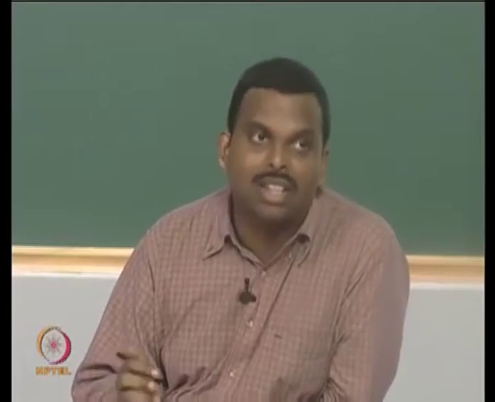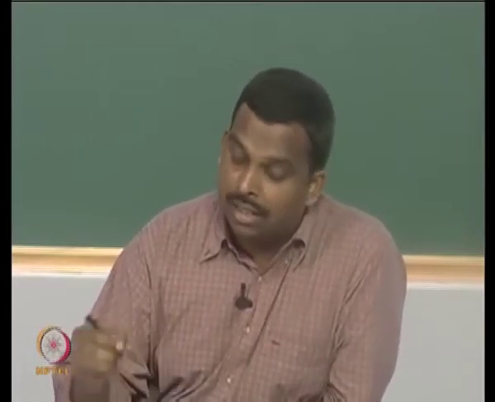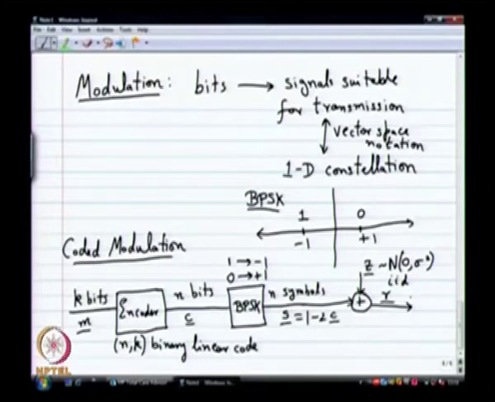Now comes the crucial step. So far you might say I have not done anything very different. What is coded modulation here? The crucial idea is that the decoder will work directly with R. That is the big difference. The decoder will directly work with R and produce an estimate C hat. Maybe I should rewrite that a little bit more clearly.